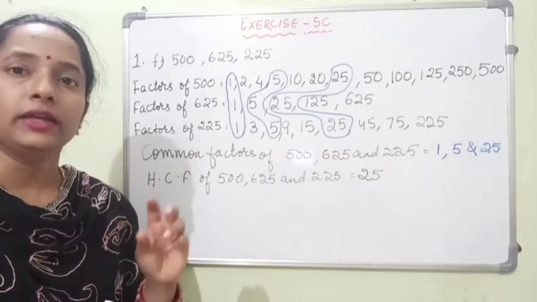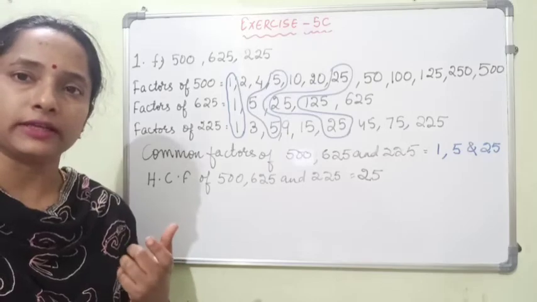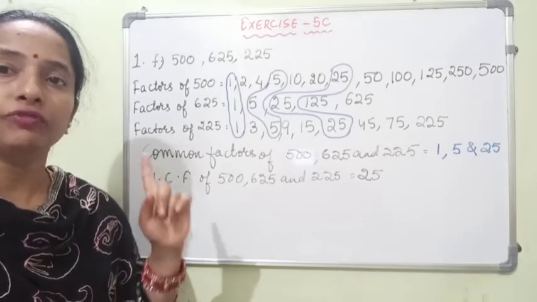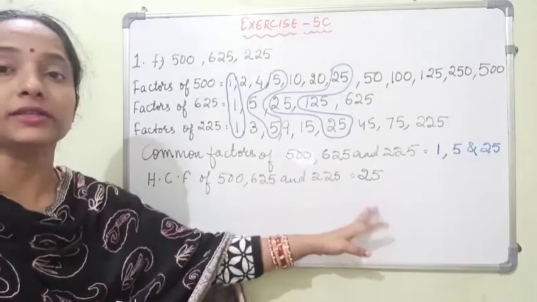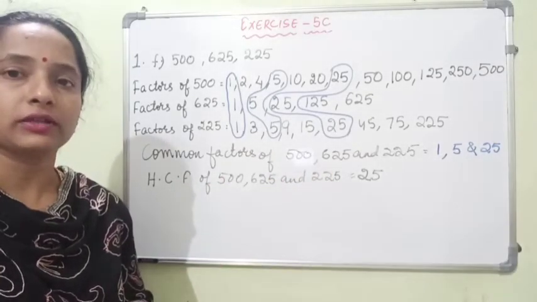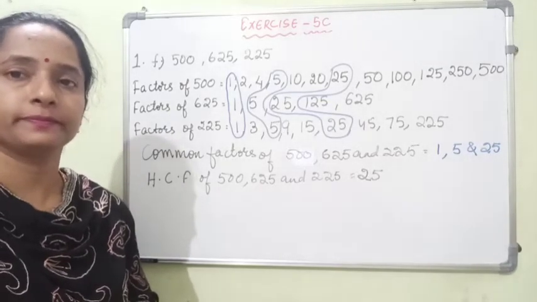Children, in this way, for all the sets of numbers given in question number 1, you have to first write the factors of them, then find the common factors and find the highest among the common factors. Understood? So now we will move to the second question.